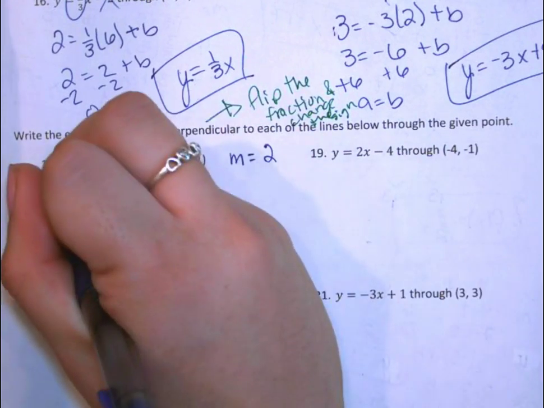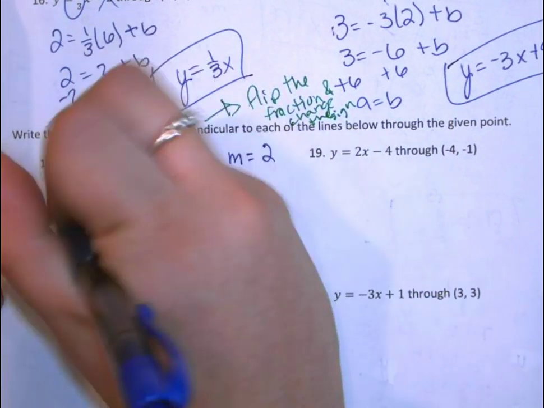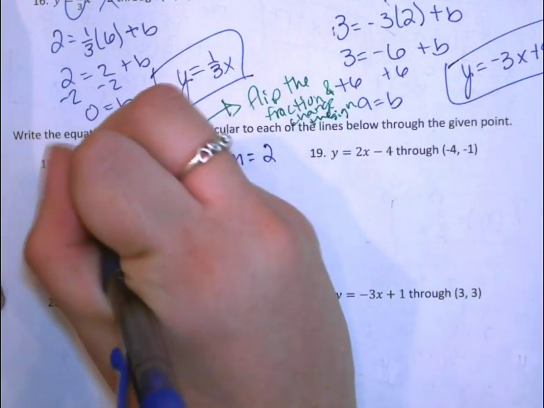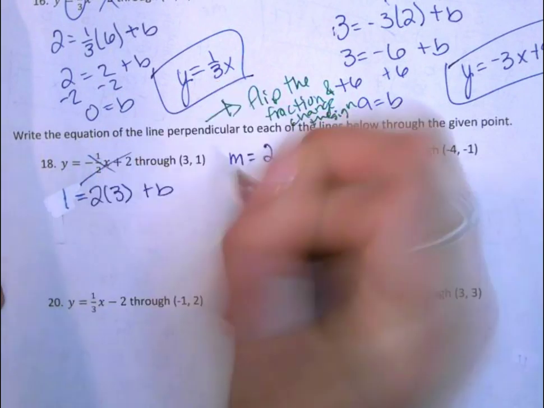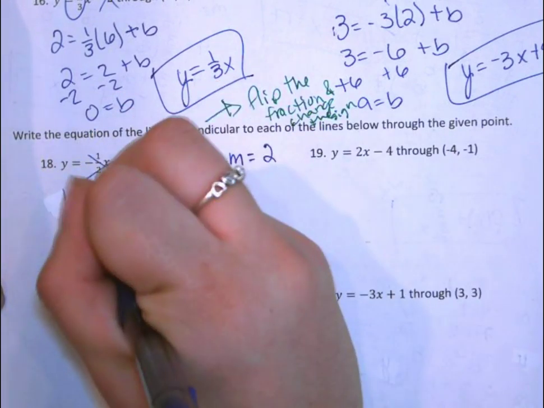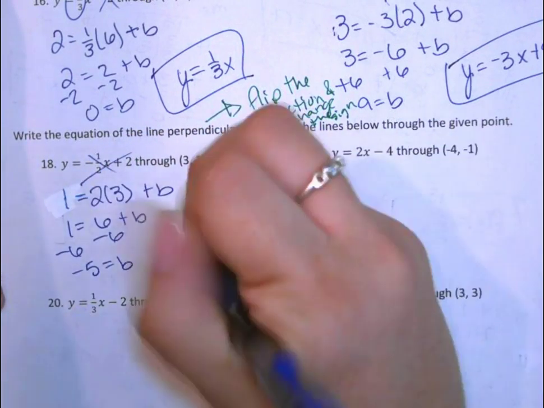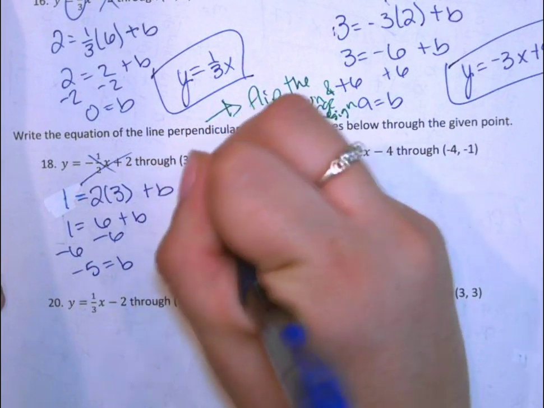So then I plug into the y equals mx plus b formula. So I have 1 equals 2 times 3 plus b. 2 times 3 is 6. Then I subtract 6 on both sides. I get negative 5 equals b. I plug back in. I get y equals 2x minus 5.